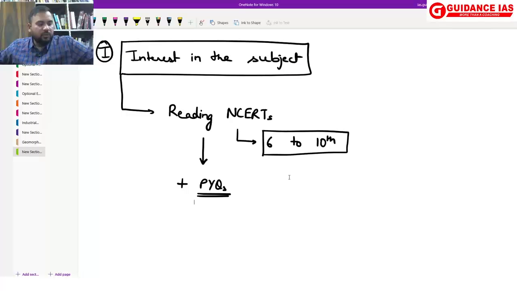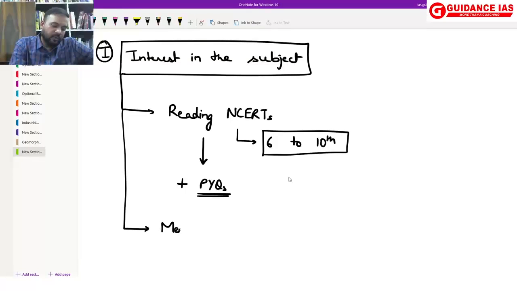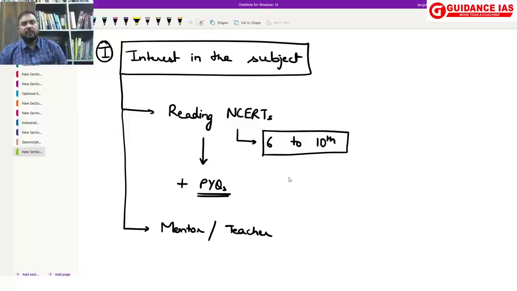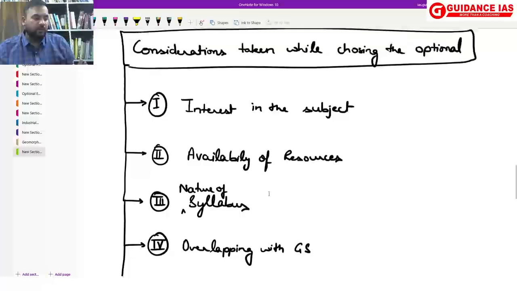If you are able to do so, then think that the subject which we are talking about, you can develop a good interest in that. In fact, interest in the subject also depends upon your mentor or the teacher. That is another factor which you should be taking into consideration. So if you get a teacher who can develop that interest about the particular subject in you, again you are at a very, very good place. Okay. So that is the first thing that you have to take into account when it comes to the interest in the subject.